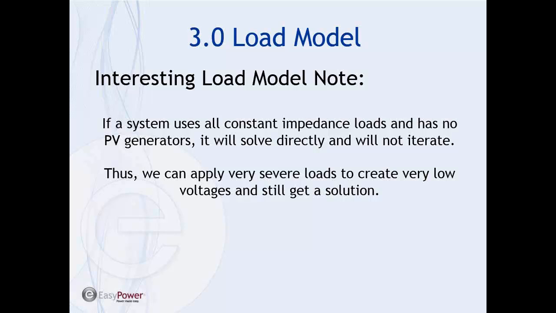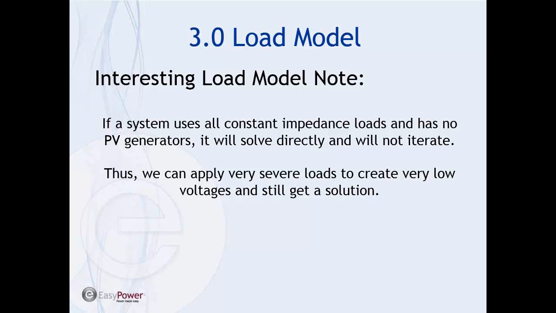Now this sounds odd, doesn't it? One of the things that we learned about power flow solutions is that the voltages on the system have to stay around unity, between 0.9 and 1.1 typically, to be able to solve. That is definitely true for a Newton type solution.